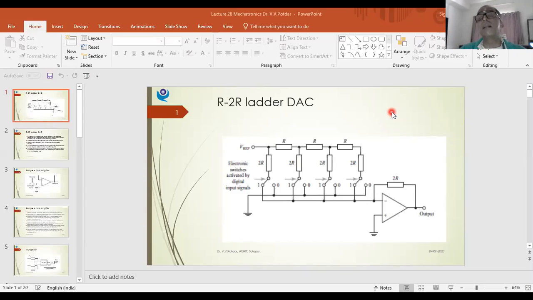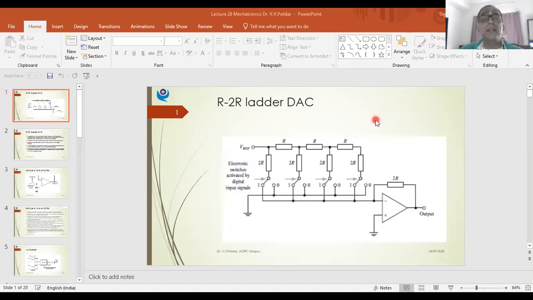The problem we cited in the case of the weighted resistor type D2A converter was that the selection of resistances was very critical. Whatever conversion I want, to convert a given digital signal into the correct analog signal, the calculation of resistances was a tricky part.